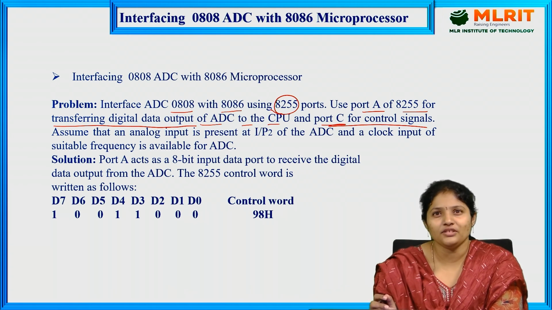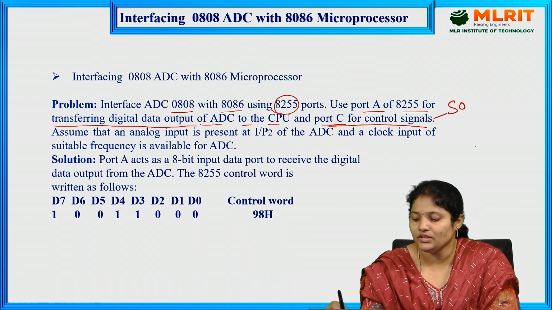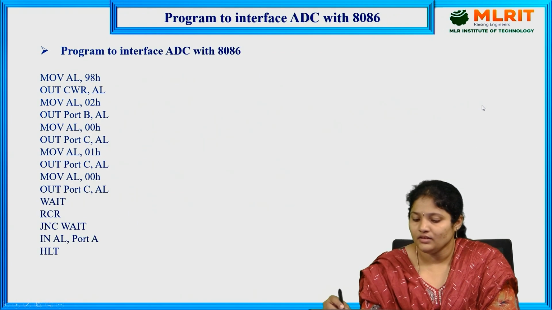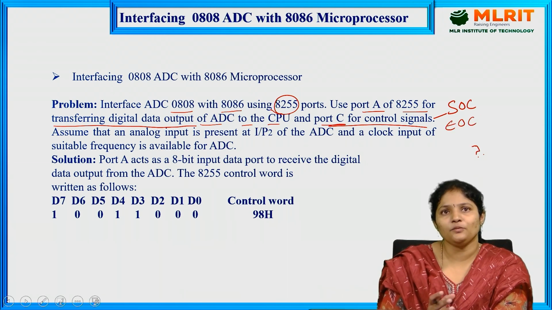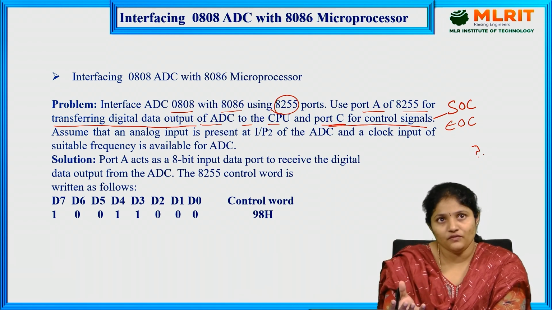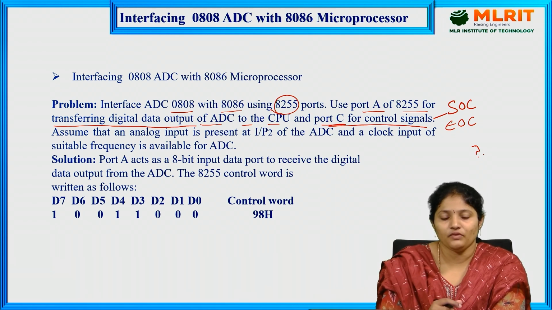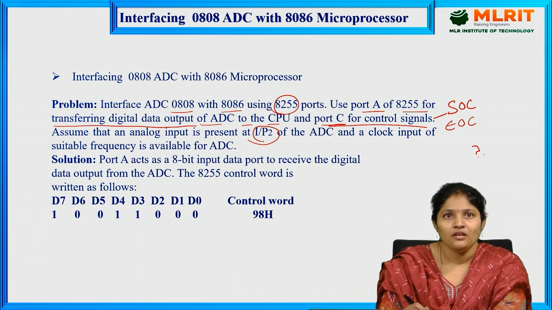What are the control signals in an analog to digital converter? SOC, start of conversion, and EOC, end of conversion. These two pins. So you can select port C for control signals, meaning port C upper is used for one thing and port C lower is used for another. And here they have been selected as input 2.